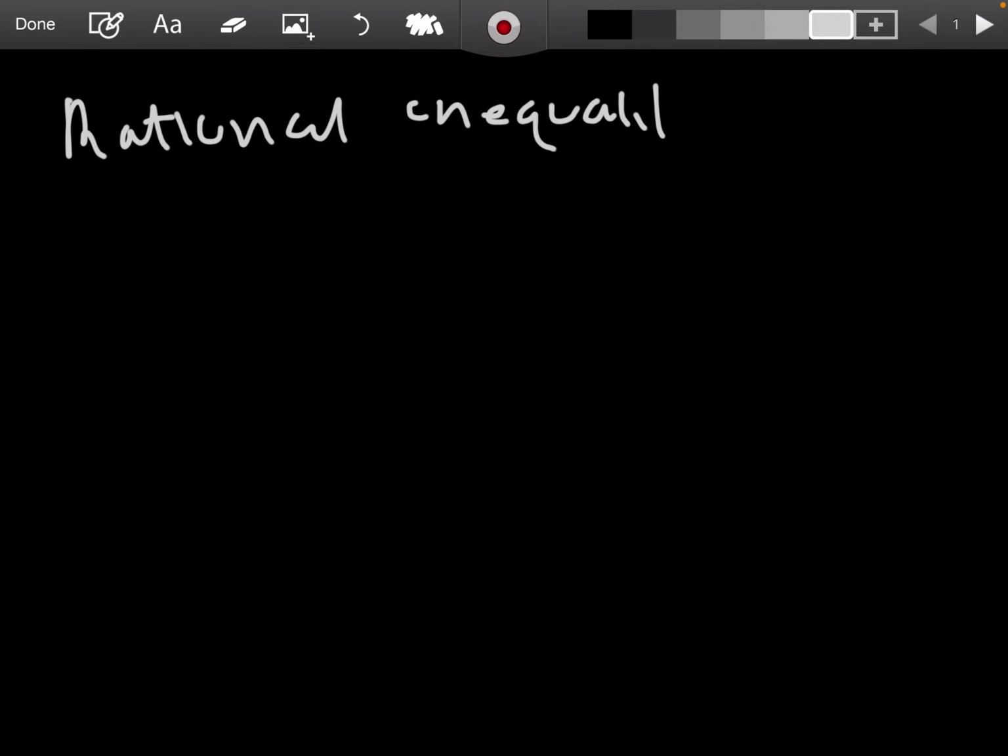Hello everyone. In today's episode, we will be talking about how to solve rational inequalities. So, for solving rational inequalities, there will be 4 steps, and let's go through each one.